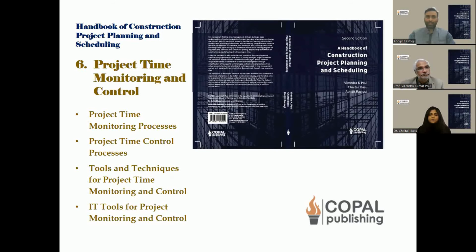Project time monitoring and control forms the second part of project time management, and it encompasses tracking of the project's progress with respect to its planned schedule, evaluating deviations, and taking proactive and reactive steps for adherence to the project schedule and avoiding and minimizing delays and overruns. This chapter discusses the processes, tools and techniques, and IT tools for project time monitoring and control.